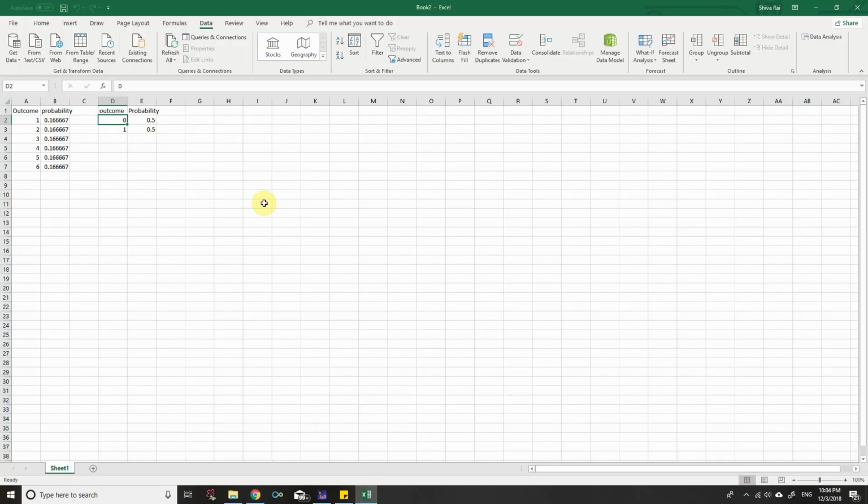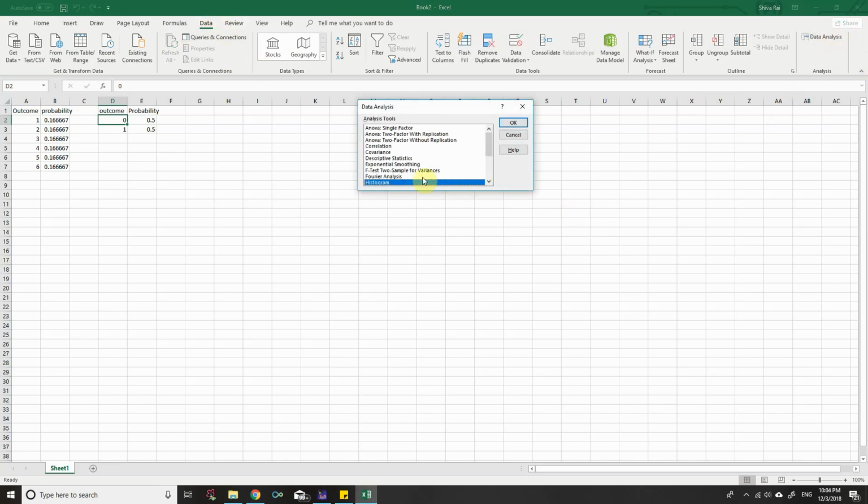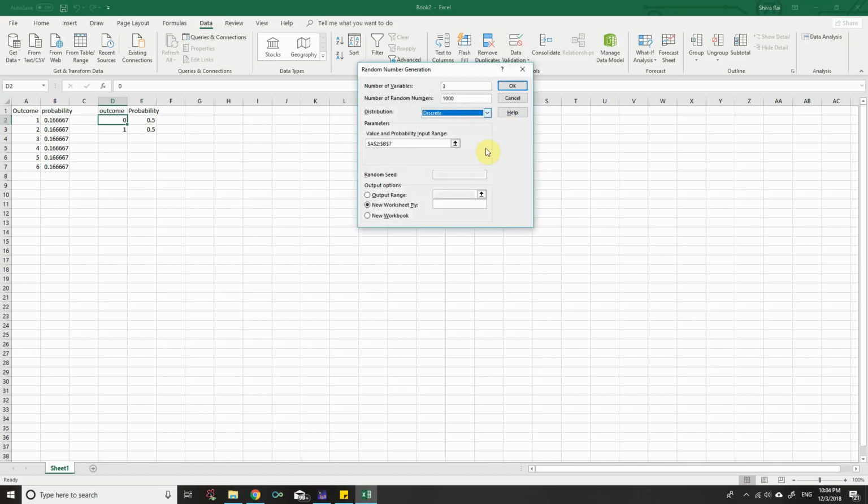So that means we would go for data analysis, random number generation, click on OK. Let's go for discrete, and we are going for 4 variables, since 4 coins were tossed in an instant. And here we need to go for 10,000, so the total number of random numbers is 10,000, and discrete is the distribution. For probability and input range, we go for the 4. Okay, click on OK.